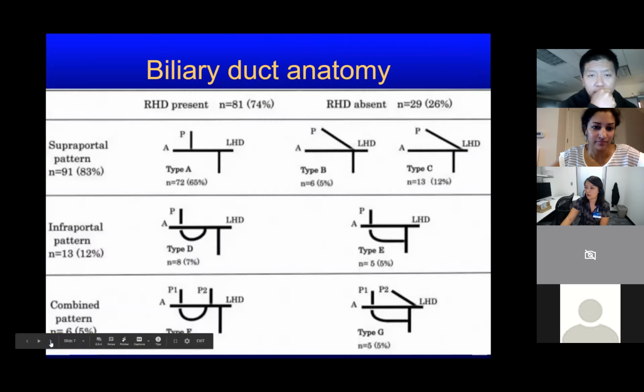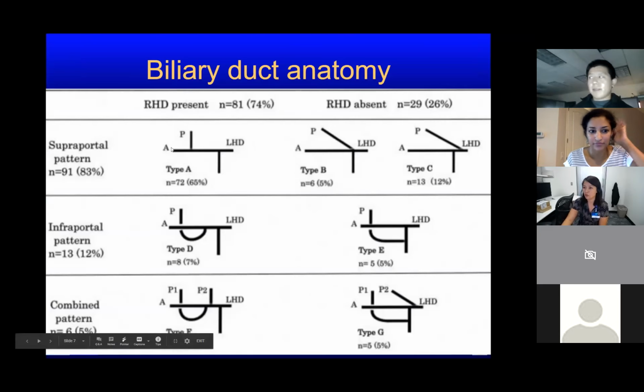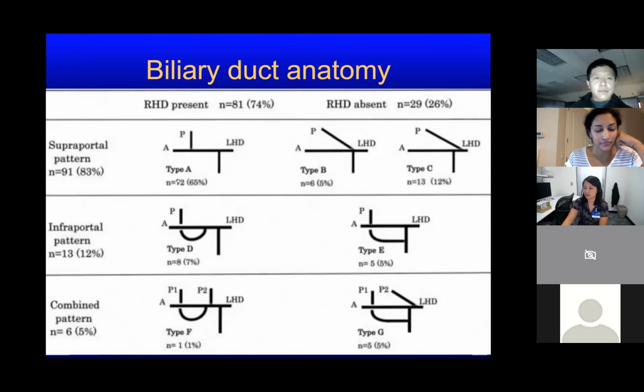So what I wanted to show was about the bile duct anatomy variants that Aarti was referencing. Most, about 70%, so 7 out of 10 people have this conventional anatomy. You have the left and right, and then the right branches into the anterior and posterior ducts. So the problem is these types.